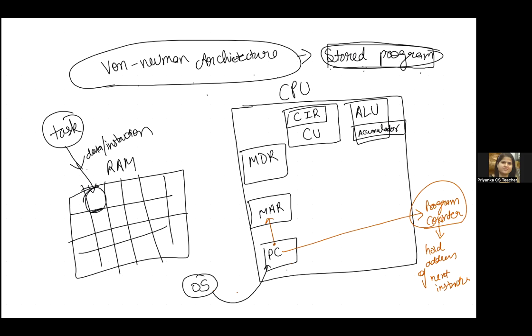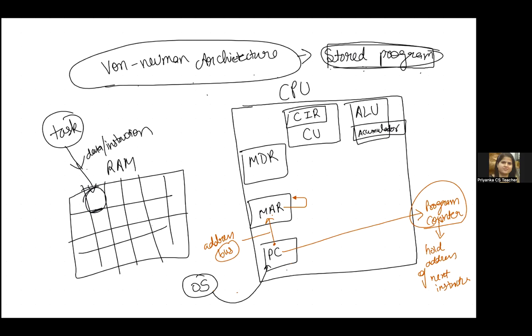We call it the address bus. Bus means physical channel, which may be any wire. So this PC will send this address to the MAR, the memory address register. The memory address register is a component in the CPU that holds the address of the data or instruction which is located in the RAM.